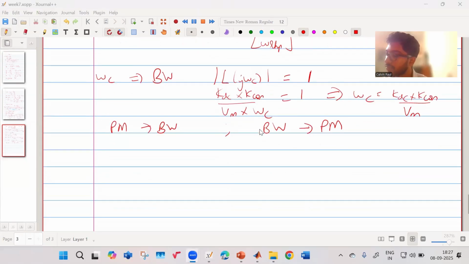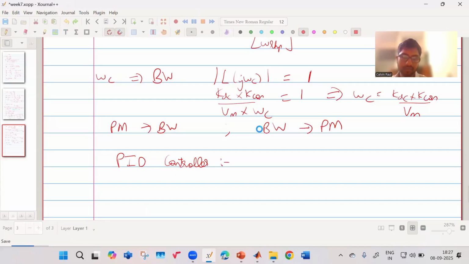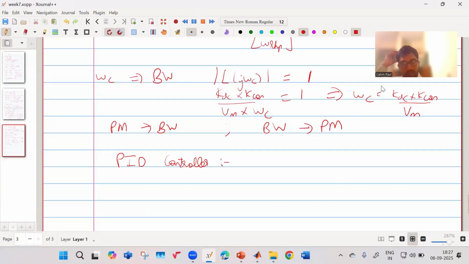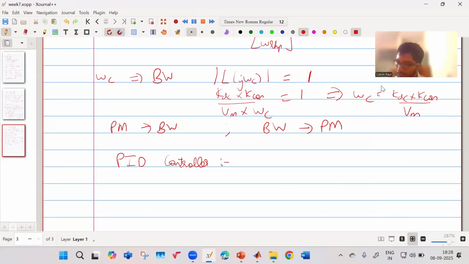Okay. So I'll proceed with what is known as a PID controller. So what do you mean by PID controller? What is its full form? Proportional integral derivative controller.